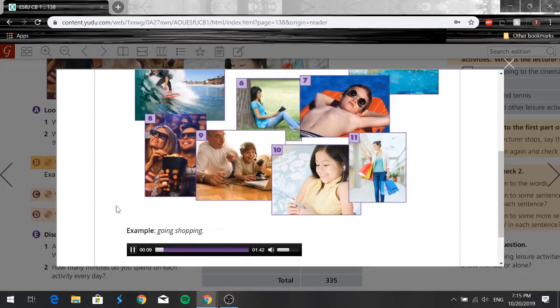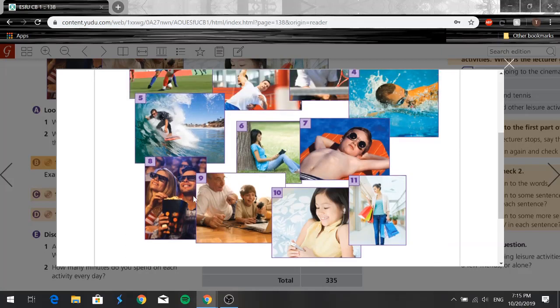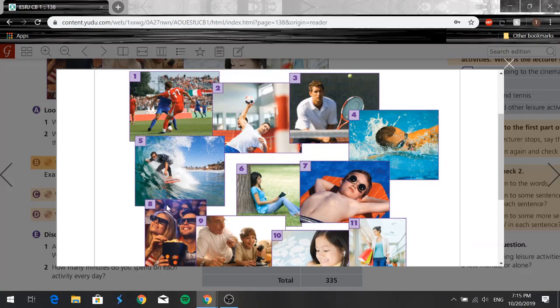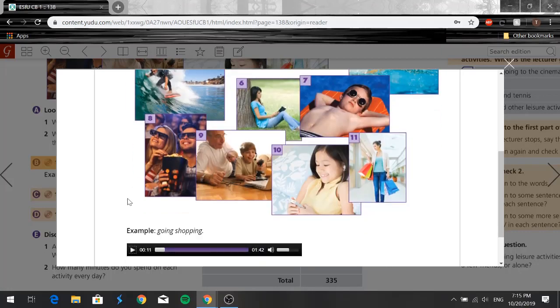Lesson 1. Listening. Alright, so before we hop in, there's going to be an example like going shopping, going surfing, going swimming, right? So after each one, I want you guys to focus on the photograph that the speaker is talking about and either say it out loud or underline it with your pencil or pen. Okay, here we go.